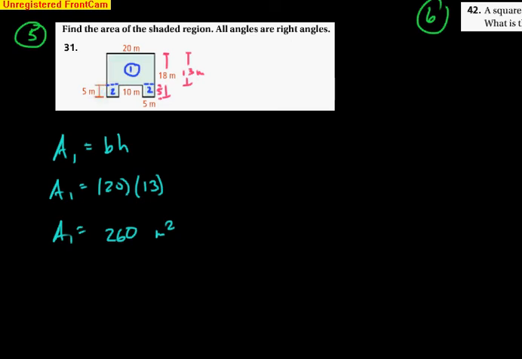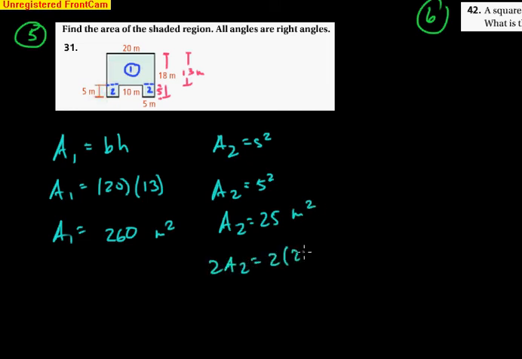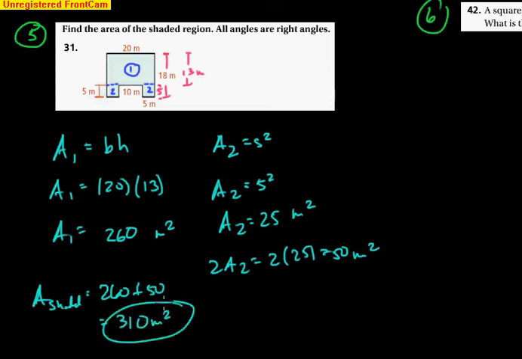And then the bottom 2, they are the same. They're both squares, s squared. The side length is 5. So that means that each area is 25 meters squared, but there are 2 of them, so times it by 2, and we get 50 meters squared. So then the area of the shaded region, area shaded, is equal to 260 plus 50. That is 310 meters squared. And there's the area of that figure. So be careful of the measurements and make sure you break it up appropriately.